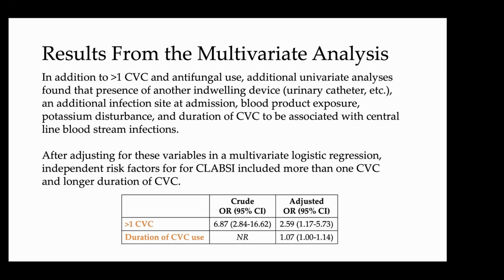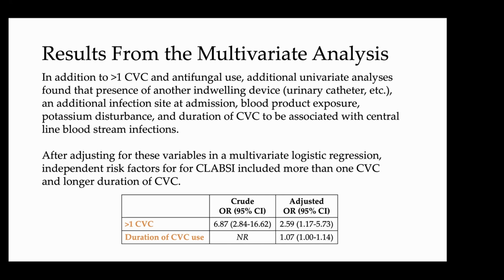And after controlling for these other variables, more than one CVC was associated with these bloodstream infections, and also the duration of CVC use was associated with these bloodstream infections. So if we look at our crude odds ratio, we can see that 6.87 is what we calculated from our 2x2 table. And also just wanted to highlight the adjusted odds ratio and how this estimate was affected by the confounding of these other variables.